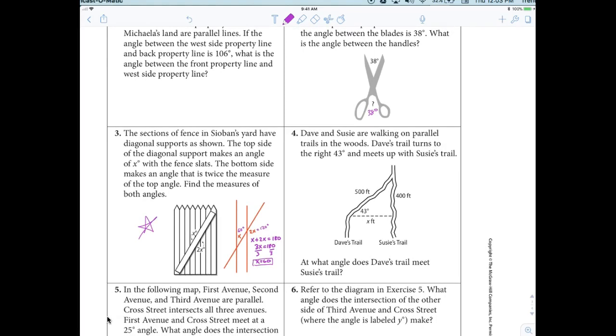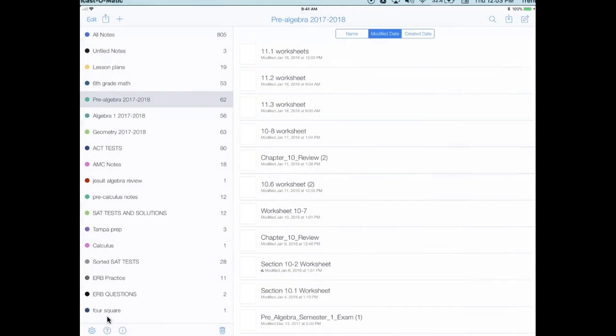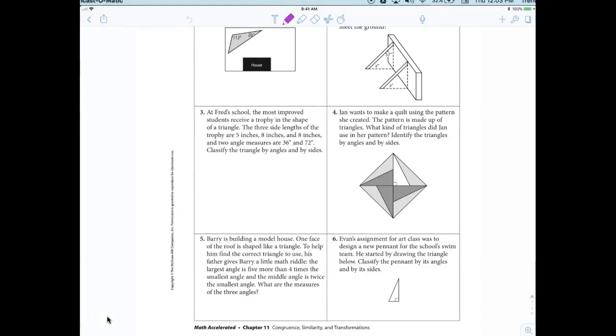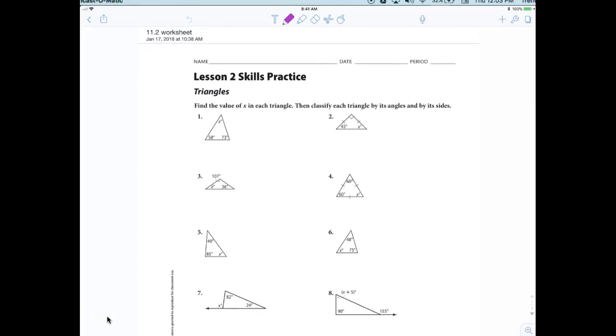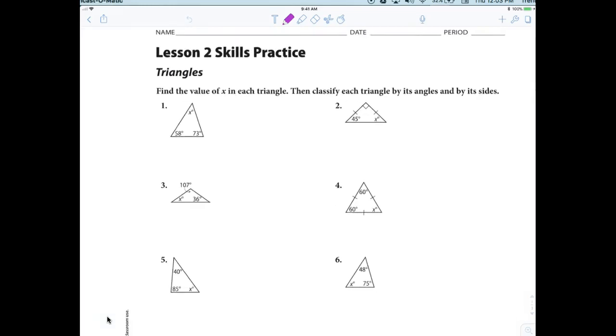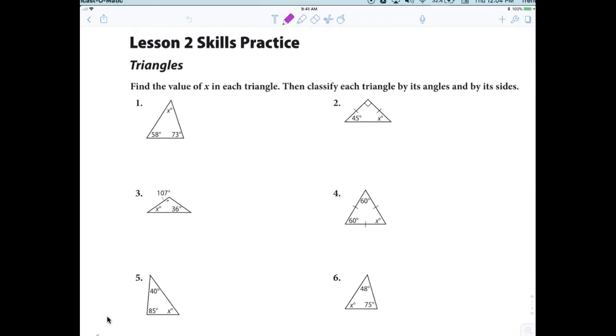Okay, let's go real quick now. Let's look at 11.2. Okay, we have some nice problems here we're going to work through. Does anybody remember from last year the angles of a triangle do what? Add up to 180. Yeah, the angles of a triangle. So far I have 100, I have 180, and I have 360.